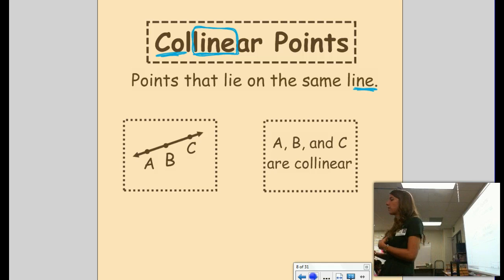Sometimes my daughters, like I give them Cheerios to snack on, and sometimes I like to line them all up in a row. Those Cheerios would be collinear, right? So anytime you line anything up in a row, it would be collinear.